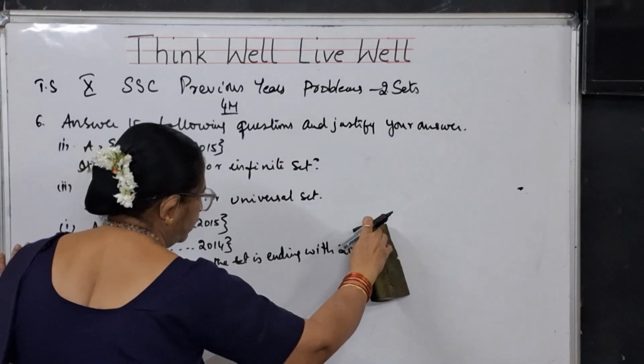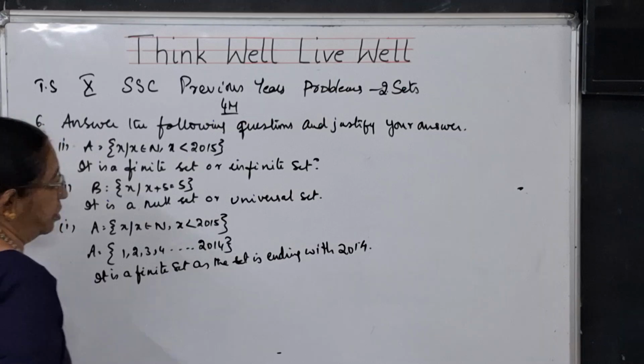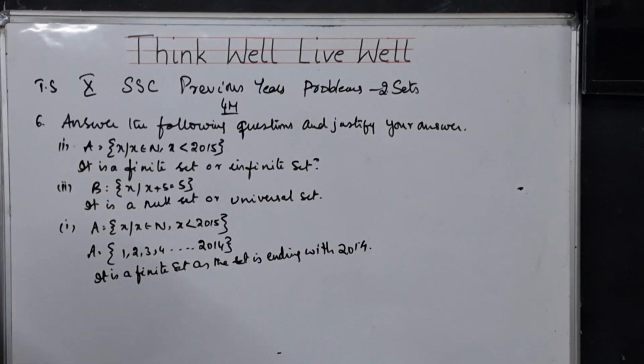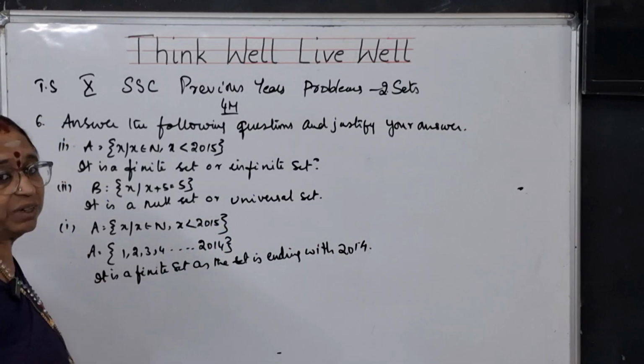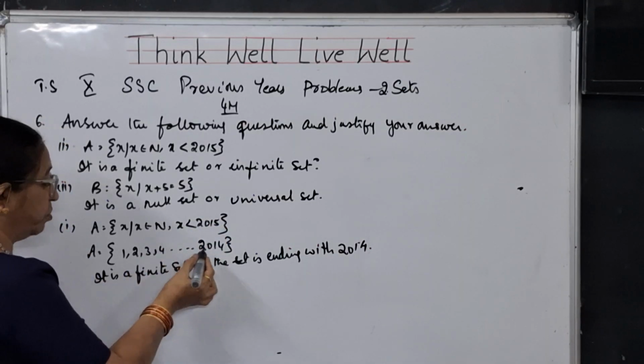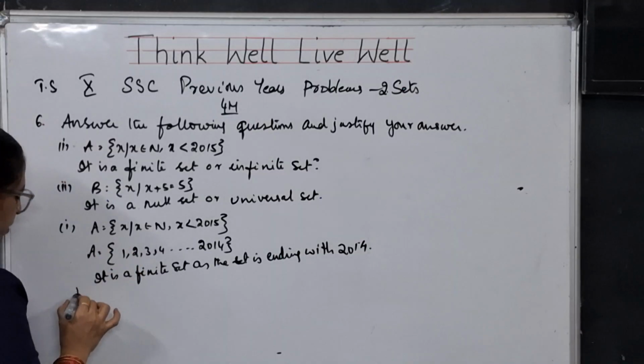Finite set means what, children? The sets in which all the elements can be written is a finite set. So here you can write. See, I kept dots because if I keep on writing up to 2014, it takes a very long time. So on up to the end, which is 2014. So it is a finite set.